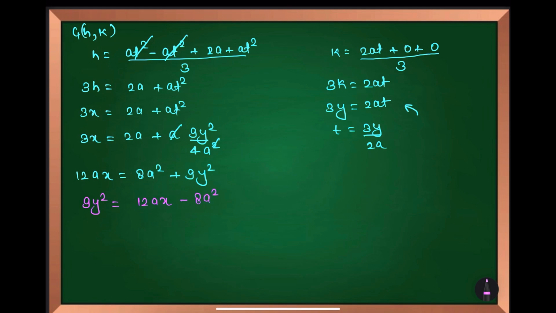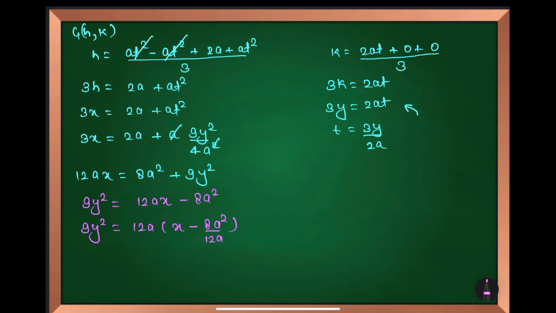Now you know that the coefficient of y and x should be independent of the number. Okay, we can afford to have only one, so I'll take 12a common. So it is 12a common, so we will be left with x minus 8a square by 12a.